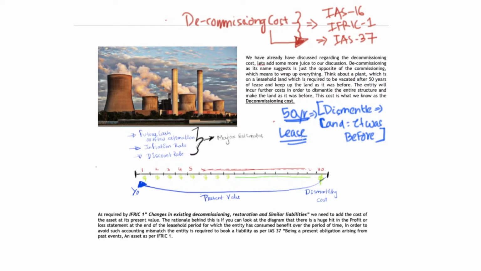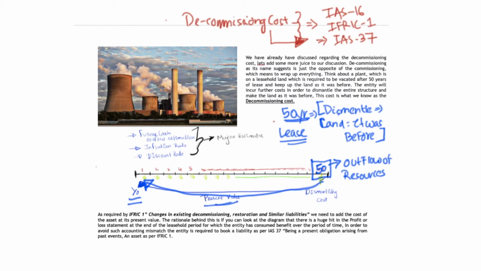So IFRS says you need to book a decommissioning liability for that and add it to the cost of the asset, the present value of the cost that you're going to incur. Suppose you are at year 0 and after 50 years you have to retire the asset, and here you are going to incur some outflow of resources. In this case, calculate the amount that you're going to pay, pull it back to the current year using a discount rate, the present value.